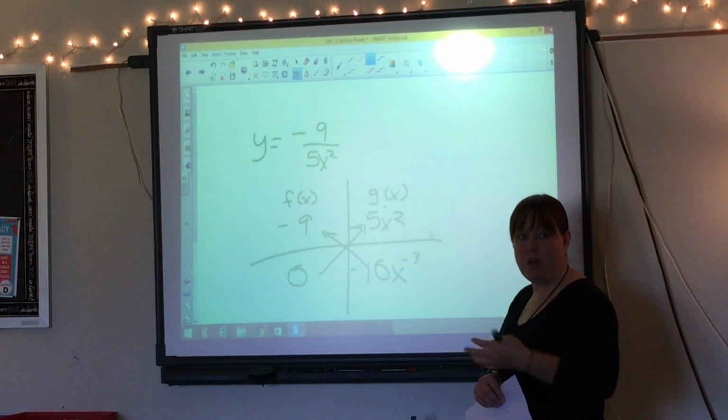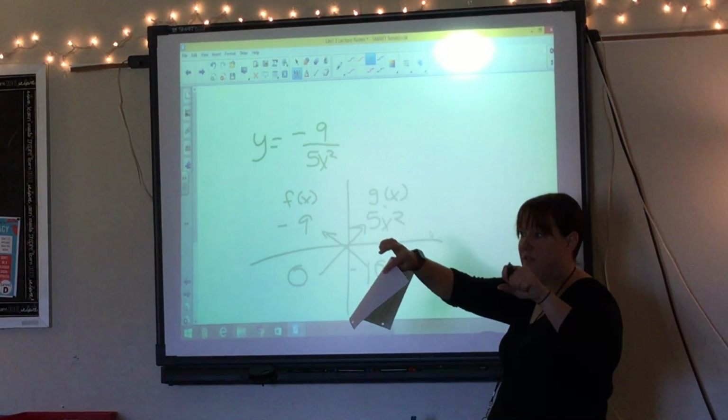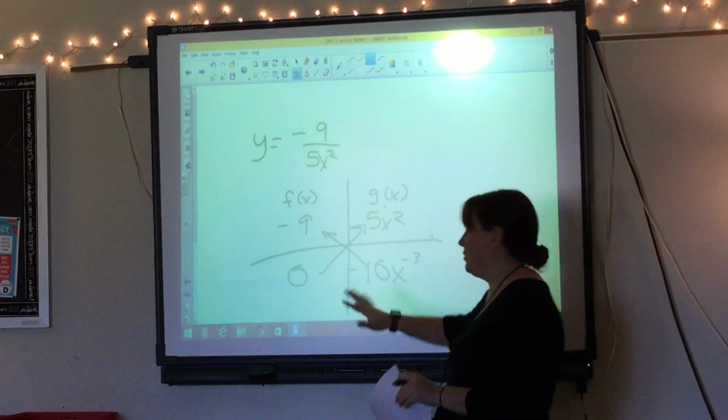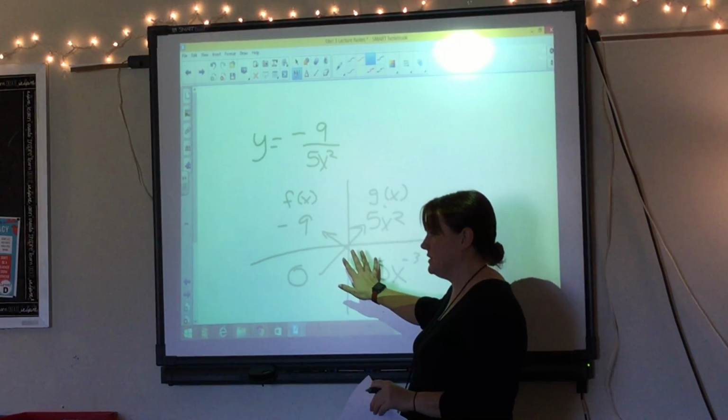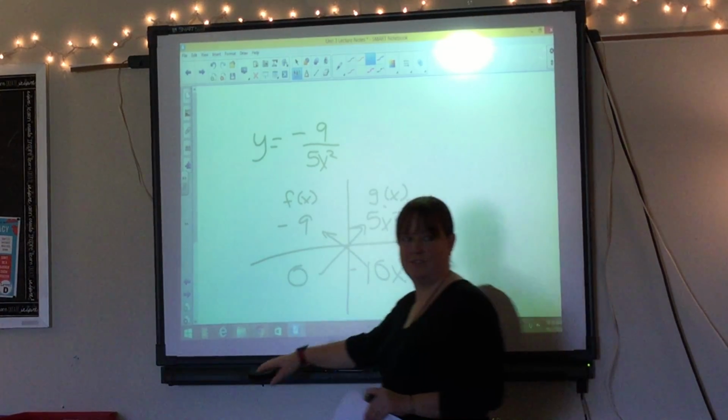So really, remember how the constant rule tells us we just take the constant and multiply it by the derivative of the function? It's the product rule at work. Does that make sense? That's like a quick and dirty proof of why we just multiply by the constant.